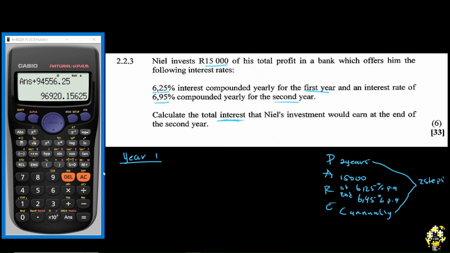So, first step, or first year, or year 1. Year 1, what do we do? Principal. What do we do to principal? We multiply it by 6.25%. Remember, for the first year, it's 6.25%. That's important. This is for the first year.